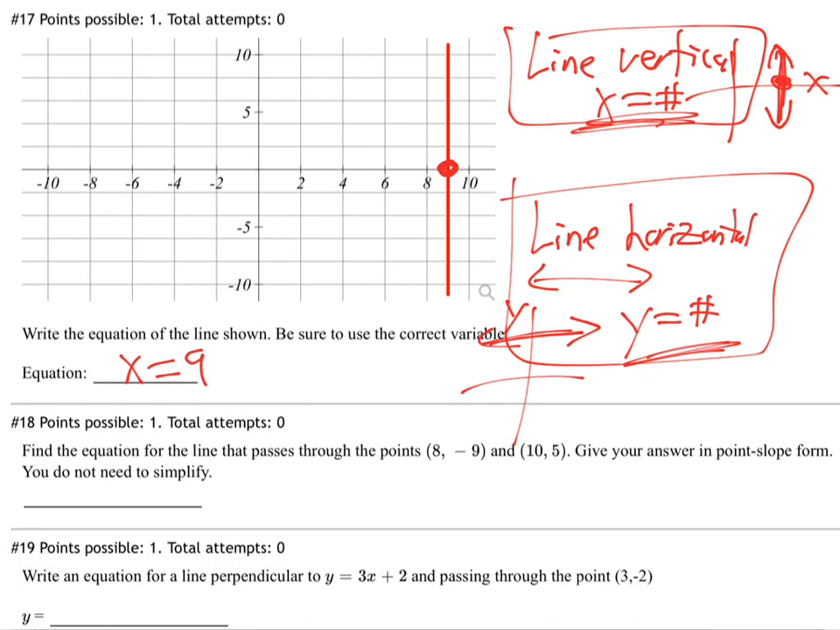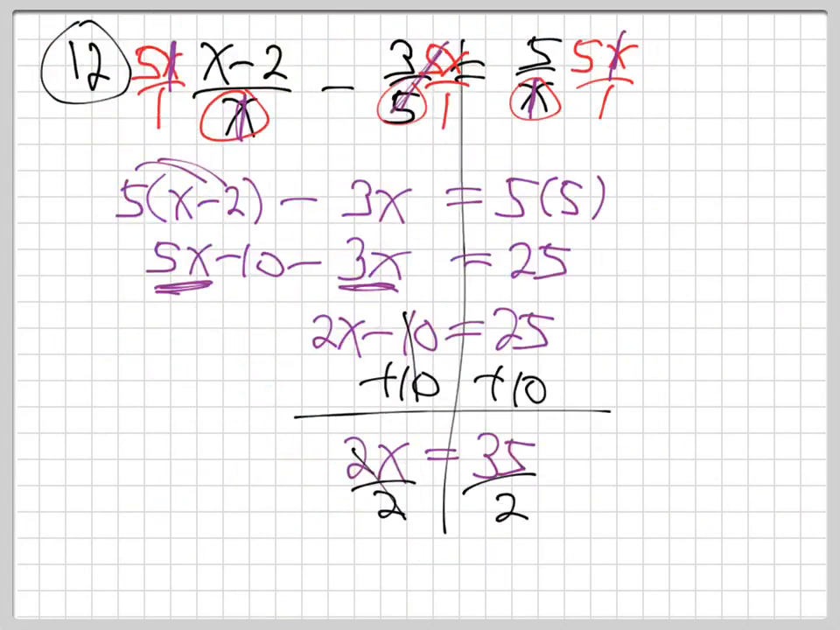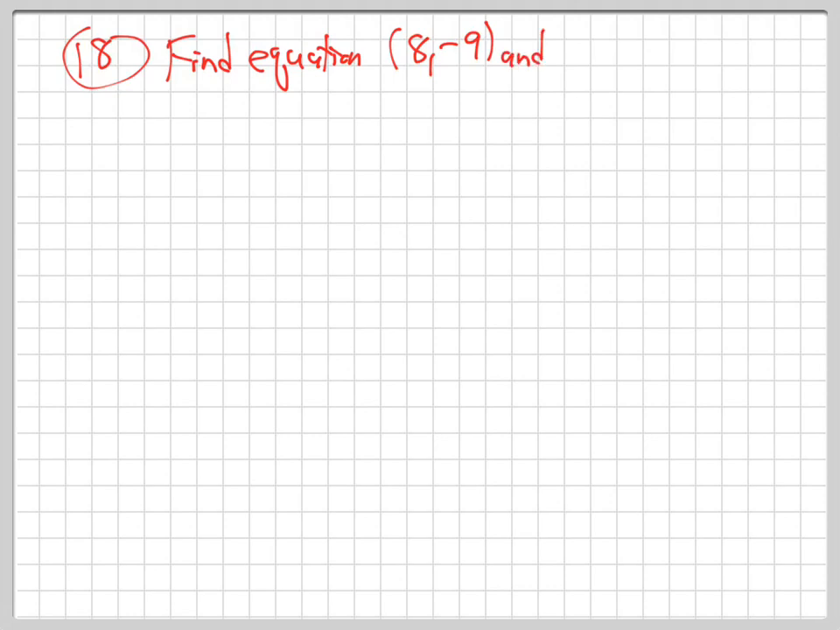Find the equation. So here we go again. 18 is going to be just like those other ones. Let's go do that one. Bring it over here. Just a little more space. So 18. Find the equation. And this time they're giving us different kind of information. They're saying the points are 8, negative 9, and 10, 5. Okay, same 3 steps.